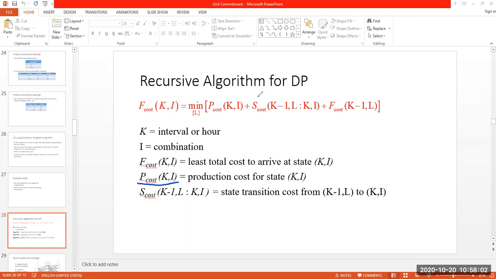Then we have the S cost. What is S cost? It gives you some changeover. What are the changeovers? So you are in the state of K minus 1 comma L, and then you are looking to jump from the state K minus 1 at L to K at I. So you are in the Lth combination in interval K minus 1. That means in the previous hour, you are in the Lth combination.